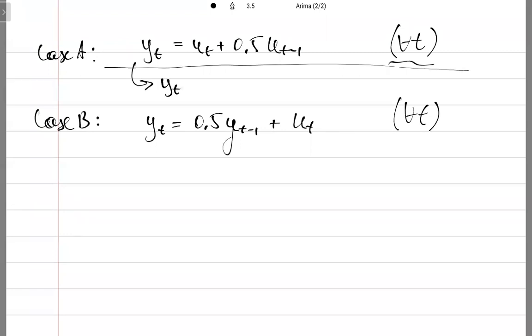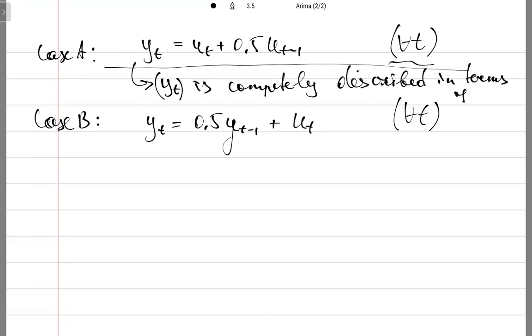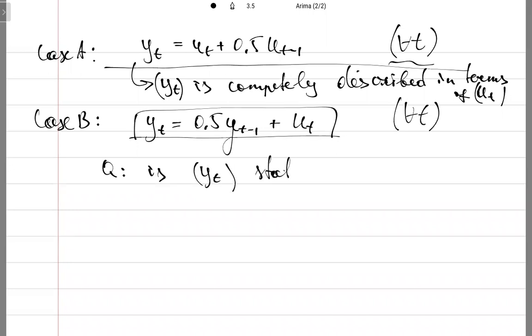Yt is completely determined, completely described, and described in terms of ut. And in this case, you can ask some question. Usually in some books, you may find a question like this. You have an equation like that, yt is equal to 0.5 yt minus 1 plus ut, and the question is: is yt stationary?